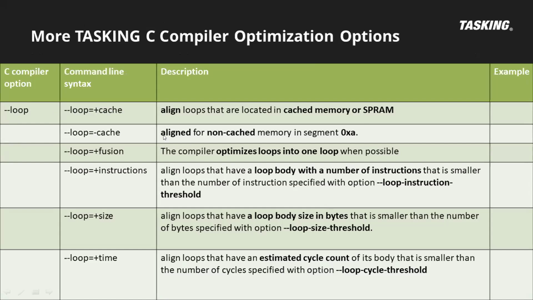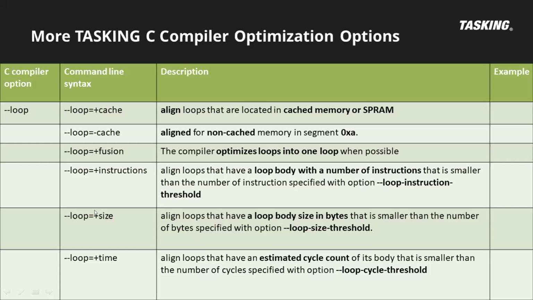And if I define it with -cache, not +cache, that means I enforce the compiler to align for an uncached memory inside this 0xA segment. And +fusion means if there is more than one loop, the compiler will fuse them together into as few loops as he can. And here with --loop=+instructions, a loop body with a number of instructions smaller than the threshold that you define will be aligned.